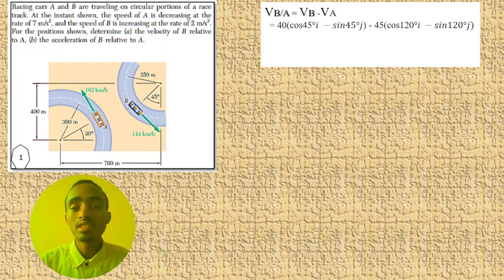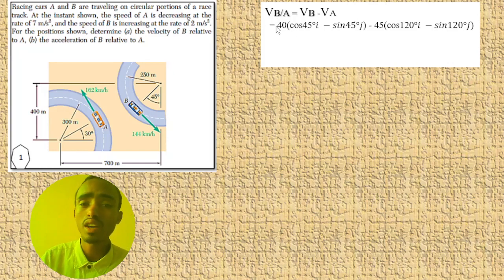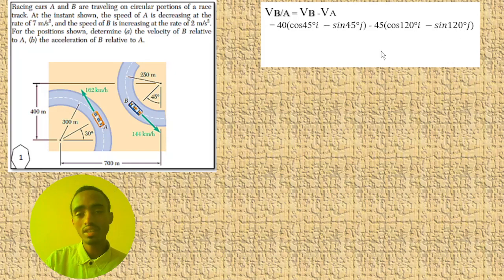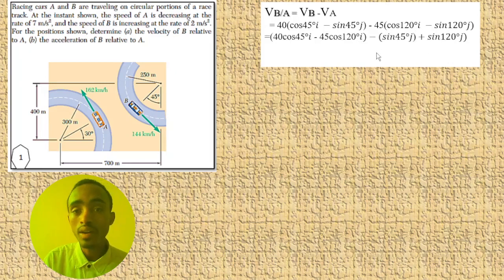After this, we can substitute the values. Here we have 40 meters per second times (cos 45 i minus sin 45 j) minus 45 times (cos 120 degrees i, or 60 degrees, minus sin 120 degrees j). Then we can collect the like terms in the x component and the y component.